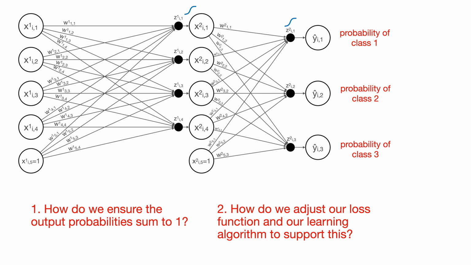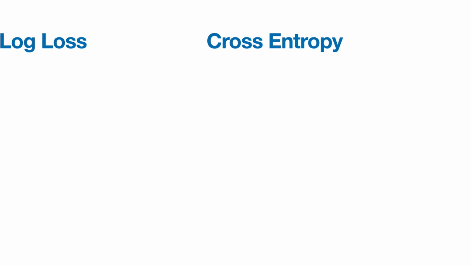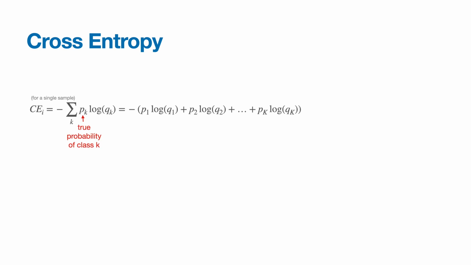For a given input sample, how do we calculate how good or bad a prediction is, keeping in mind we still need to have a differentiable scoring function? Lucky for us, log loss is actually a special case of a more general loss function called cross entropy, which does exactly what we need. For a single observation, cross entropy equals the negative sum over k of pk times log of qk, where pk is the true probability of class k, and qk is the predicted probability of class k.